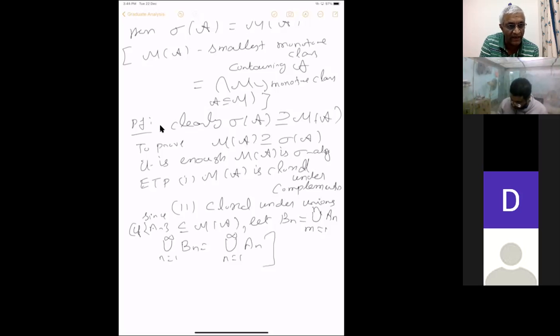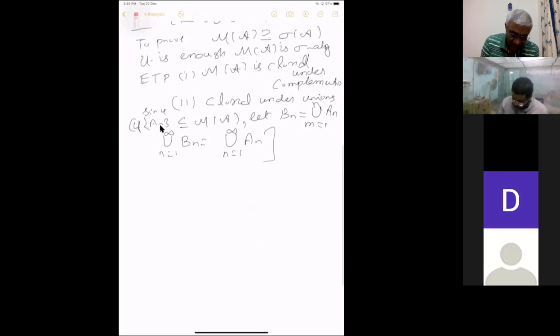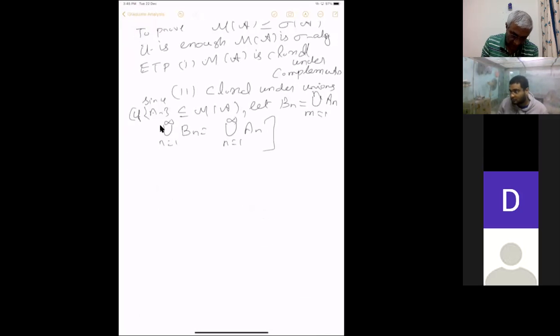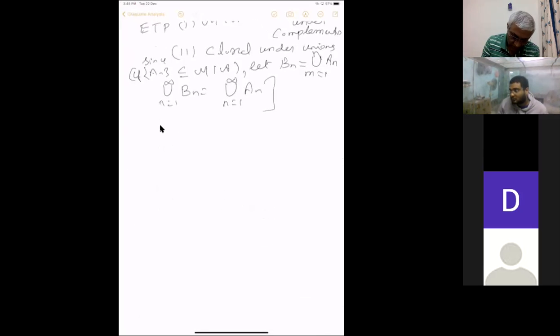To prove it's closed under finite union, it is enough to prove that it's closed under two unions, A union B. It's enough to prove that. Okay, by induction it will be true for finite union. Then, because it's a monotone class, any countable union can be written as an increasing union. So because of that, this is true. So it is enough to prove it's closed under complement, and then it is enough to prove this. Okay. So we prove the first one.